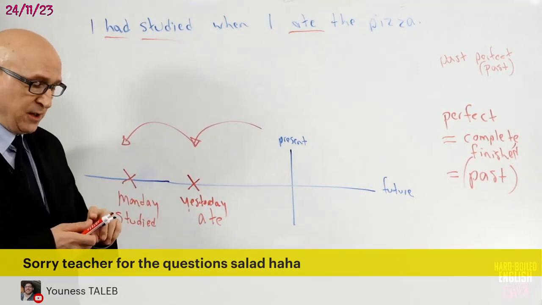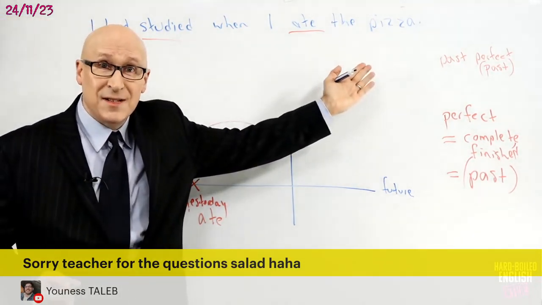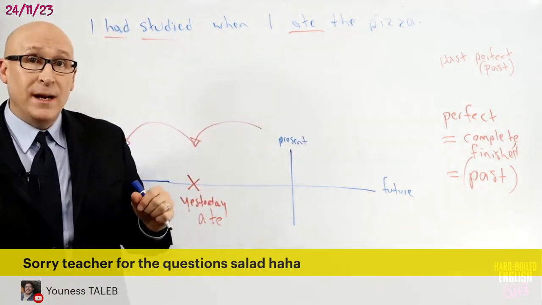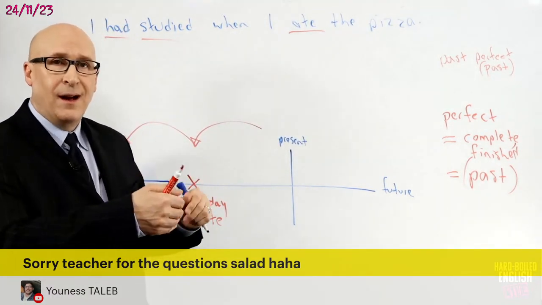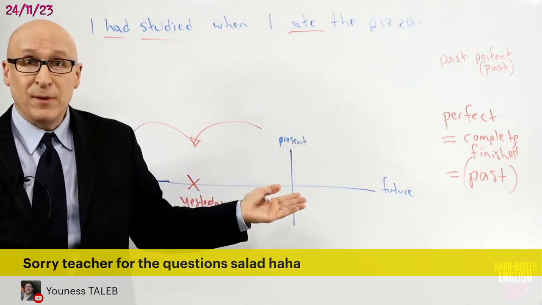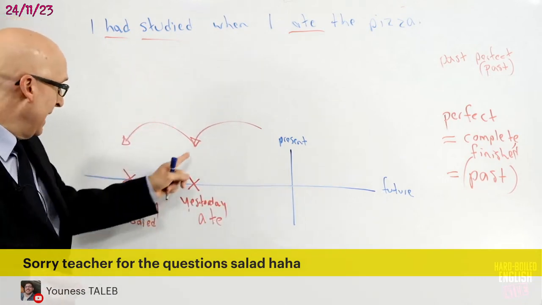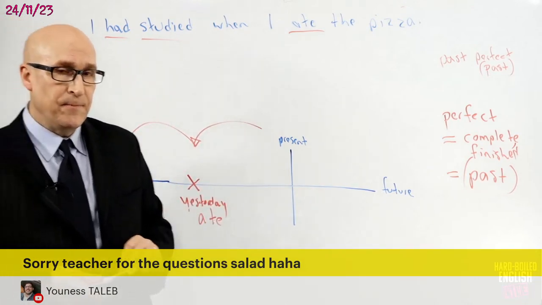And it's the first action. But we could also switch this around, and it still has the same meaning. We could say, when I ate the pizza, comma, I had studied. Which action happened first? It's always the one in past perfect, because what does it mean? It means past, past. Okay?